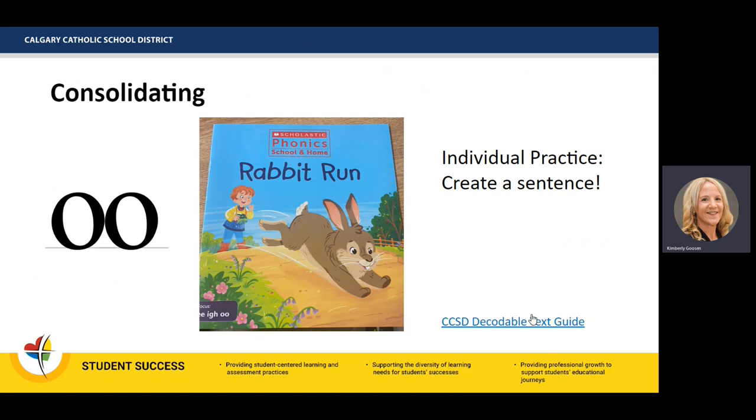There is a link to a decodable text guide here that goes with the scope and sequence created by Christine Knight, which again shows some of the Scholastic books you could use, the Reading A to Z decodable sets, or that UFLI set.